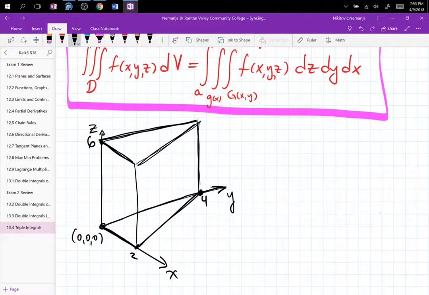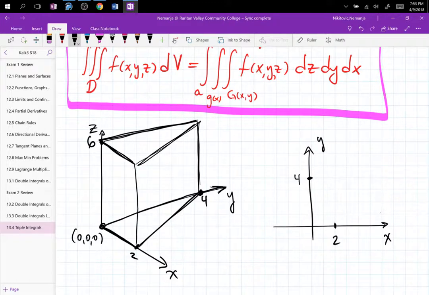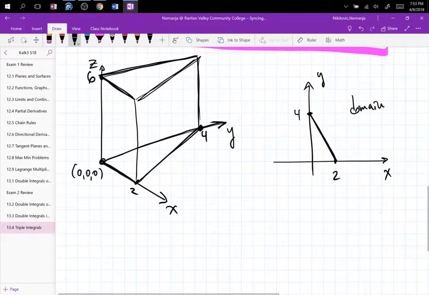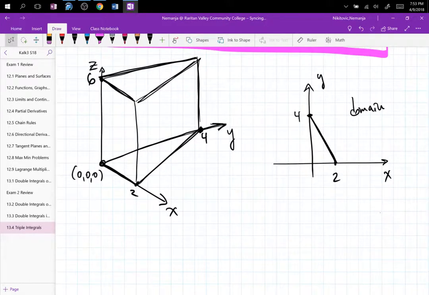Now what I'm going to do is I'm going to draw the domain on the side. And the domain goes 2 in x and 4 in y. 2 in x and 4 in y. Domain. If you draw this stuff, you see it, it should not be an issue.